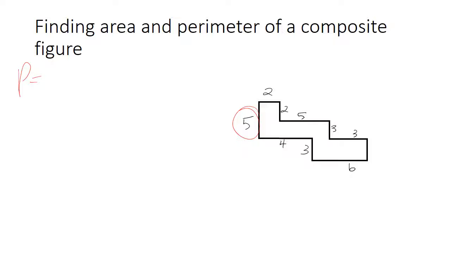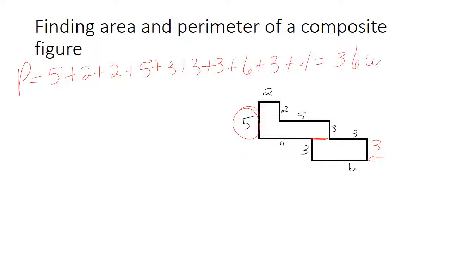Now this side over here is not labeled, so we're going to want to make sure we figure that one out first. If we could break this into a rectangle here, we can see that this height is 3 and it's a rectangle, so that height needs to be 3 as well. So I'm just going to add my sides up. I have 5 plus 2 plus 2 plus 5 plus 3 plus 3 plus 3 plus 6 plus 3 plus 4. If you add all of those up, you're going to get 36 units.